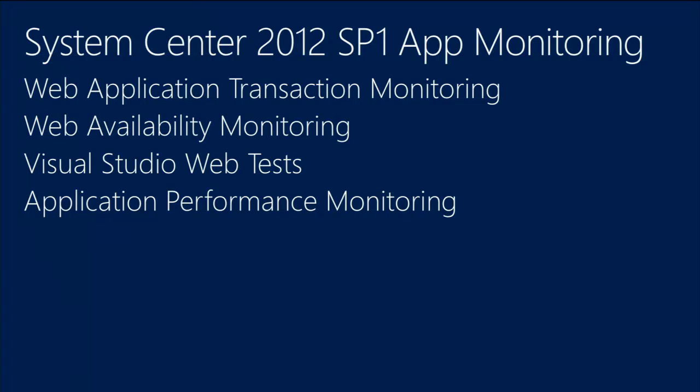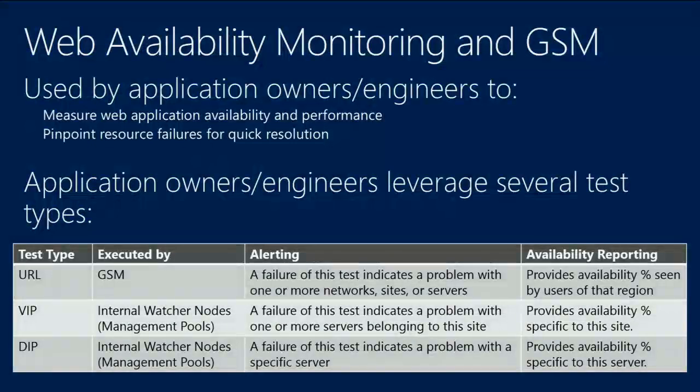Now, I'm going to step through each of the last three items there and give you some more information about how we're using those internally. Web availability monitoring you can use from two different perspectives. You can use it from an internal watcher node perspective, or you can leverage the new Global Service Monitor that was launched with the release of SP1.